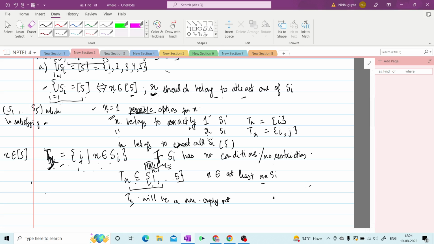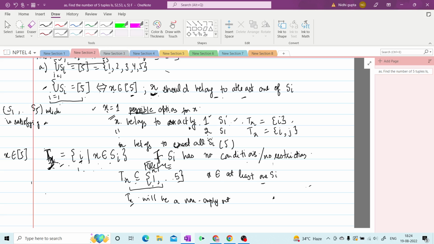Because, if we have all these possible options for Si, if x belongs to exactly one Si, then we see that Tx will be equal to i, right? How can we tell Tx will be a non-empty set, ma'am?